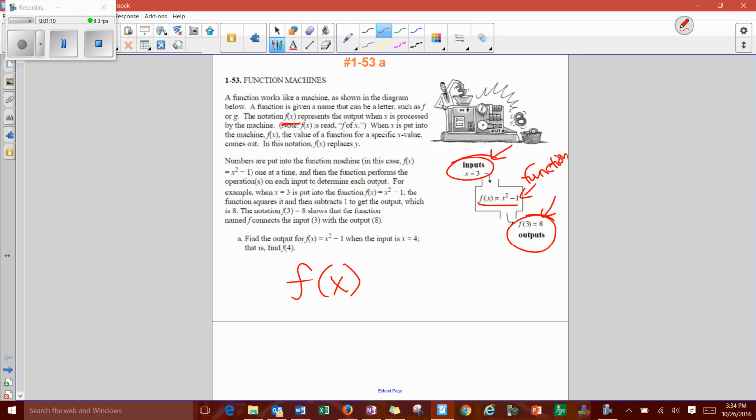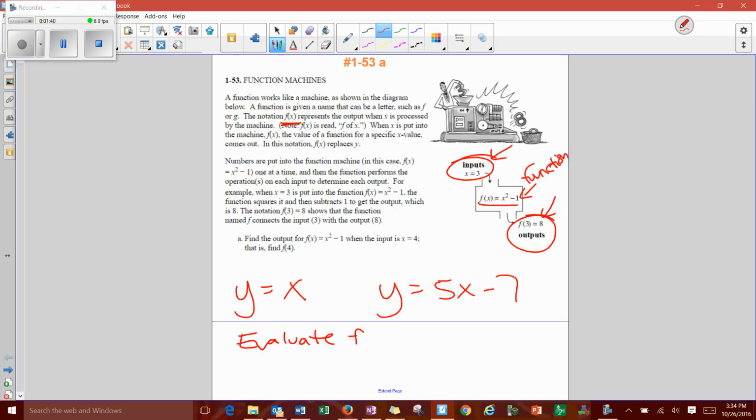Let me give you an example. I could say, here's a function, y is equal to x. And then here's another function, y is equal to 5x minus 7, okay? And I could say to you, evaluate the function when x is equal to 2, okay? That could be my direction. Well, which function am I asking you to evaluate? This one or this one? It's kind of hard to tell.